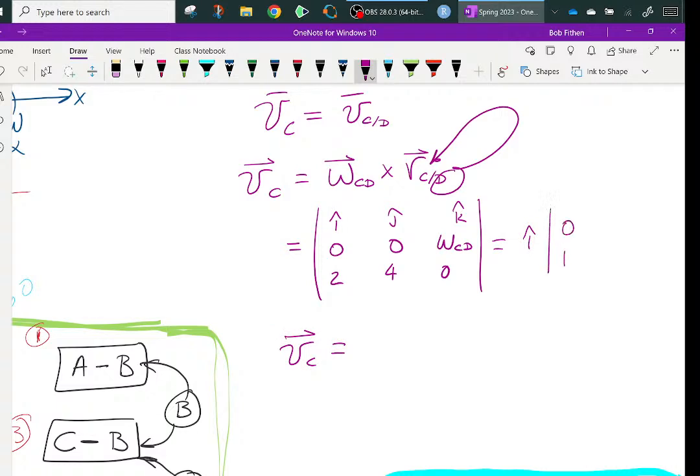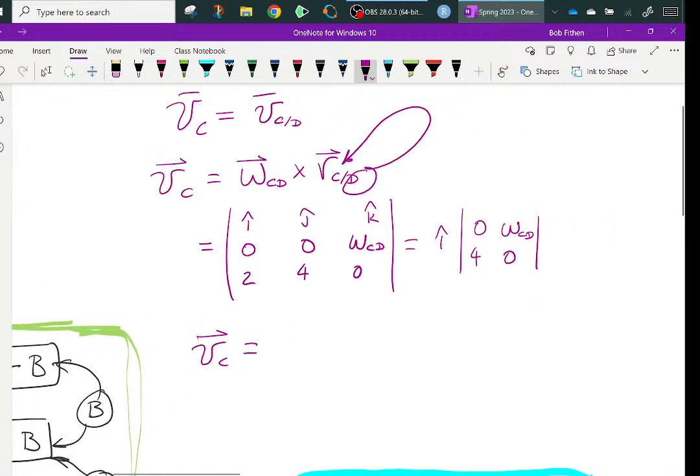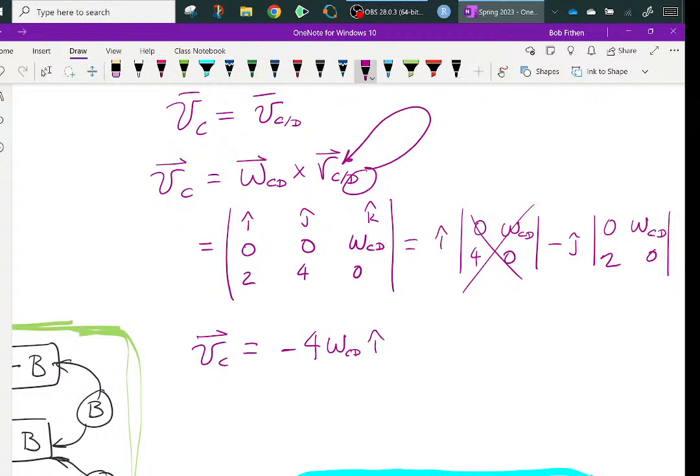Let's see, 0, 4, omega CD 0, and minus J, and 0, omega CD 2, and 0. So that times that is one thing, but if this times this minus, that would be minus 4 omega CD I. That's a minus, but so is that. So I get a plus 2 omega CD J.